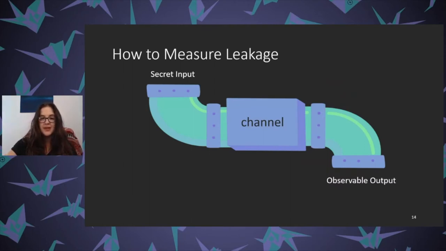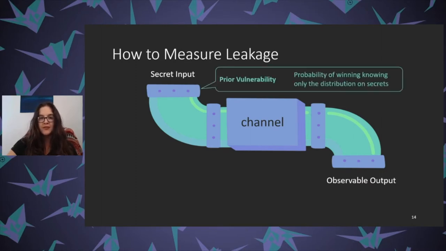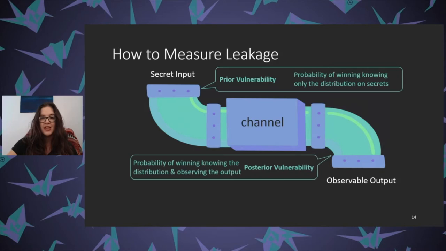We have two measurements that we use to isolate the effect of the system. The first is prior vulnerability, which is an adversary's probability of succeeding at a given task when they only know the distribution on the secrets. So the attacker hasn't observed anything yet. The second measure is posterior vulnerability, which is an adversary's probability of success when they know the distribution on the secrets and can observe the output.